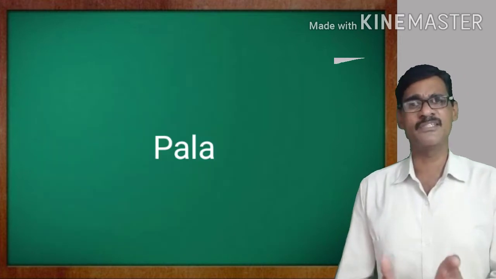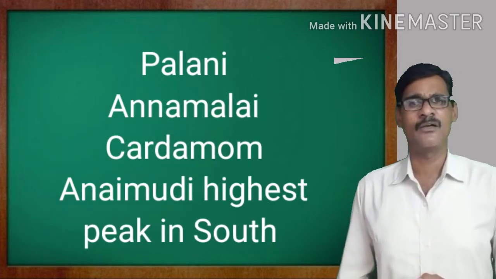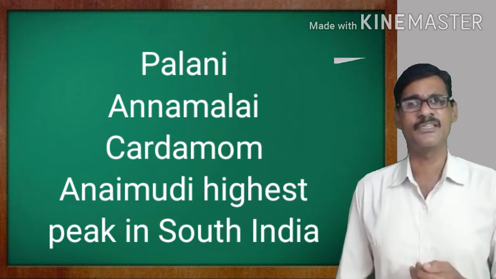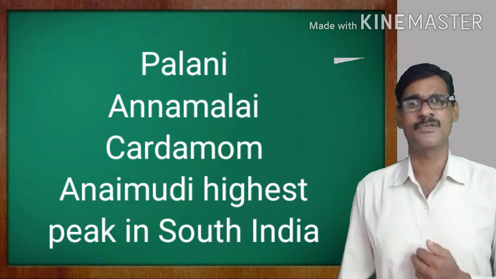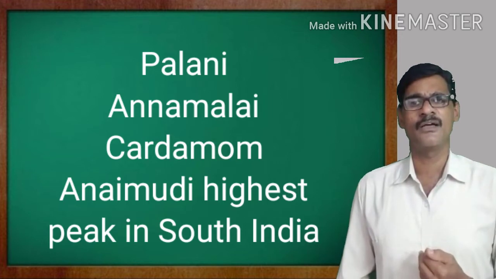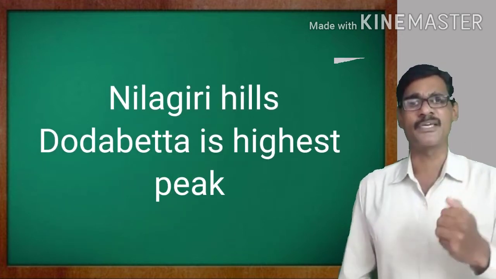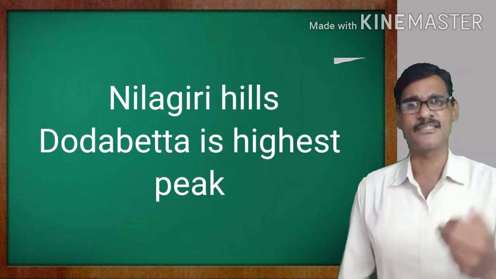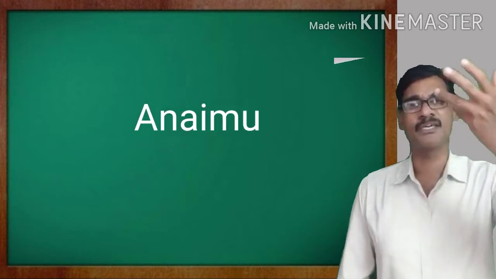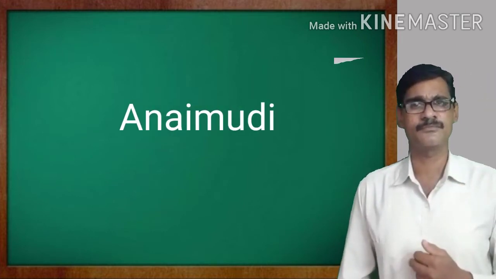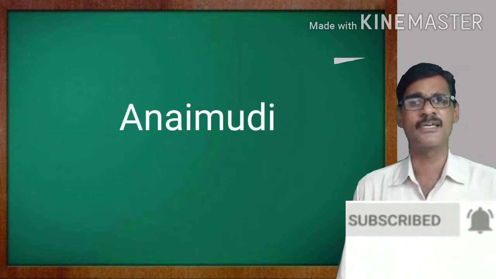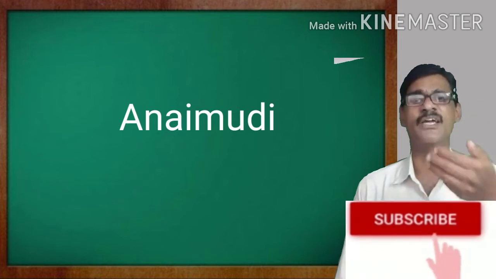And we have also some ranges in the Western Ghats: Palani Hills, Cardamom Hills, Annamalai Hills in Tamil Nadu and Kerala. In Nilgiri Hills, Dodabetta is the highest peak. In Annamalai Hills, Anaimudi is the highest peak. And of course, Anaimudi is the highest peak in South India also.